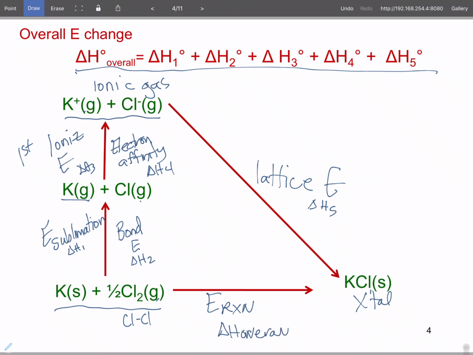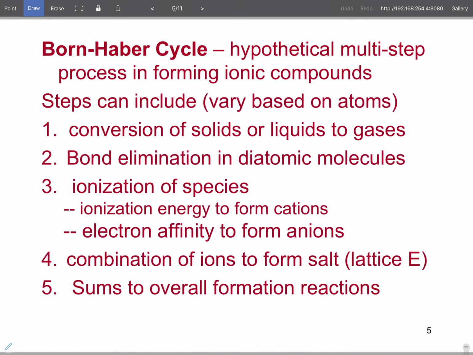So in this particular case, when you look at all the steps that go into it, it doesn't matter if these values are positive or negative. So this electron affinity would have a negative value, but you're still adding it all together. So these are the steps to get us from the elemental state to the crystalline state via all the steps that it takes. So the Born-Haber cycle is a hypothetical multi-step process, and the steps can include, but they may not include all of these.